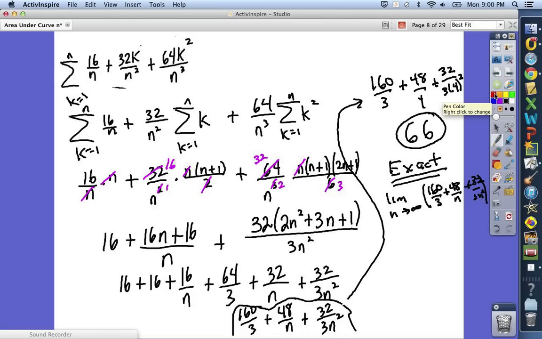Well, if the limit as n goes to infinity is applied here, remember that means the intended y value or intended answer. 48 divided by an infinite number is going to go to 0. And some number divided by n squared is going to go to 0. So those would just drop out of the equation, meaning your exact area would be 160 divided by 3, which turns out to be 53.3 repeating. So that would be how you could find the exact area under the curve using n rectangles.